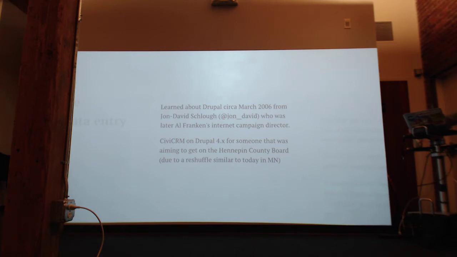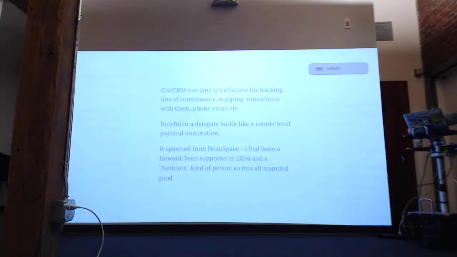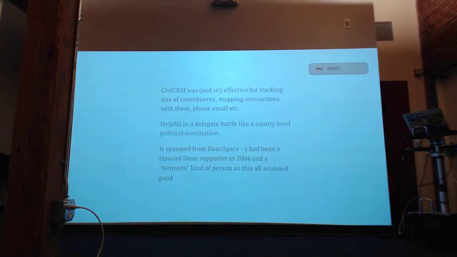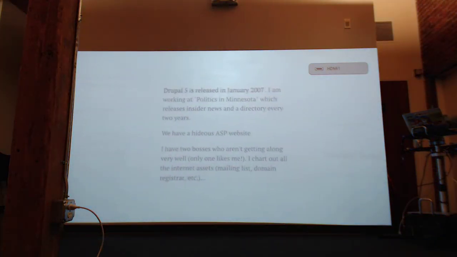He's like, this is cool, this can really do this stuff. And so Drupal, Civic CRM and Drupal 4.x, they were trying to get on the county board in Hennepin County. Civic CRM was and is an effective instrument for tracking lots of constituents, mapping interactions with them, phone and email, stuff like that. It was helpful in the delegate battle and tracking people in the county convention. It spawned from Dean Space, which was used by the Howard Dean supporters in 2004, and I was kind of a netroots sort of person, so this all sounded really good to me at this point.